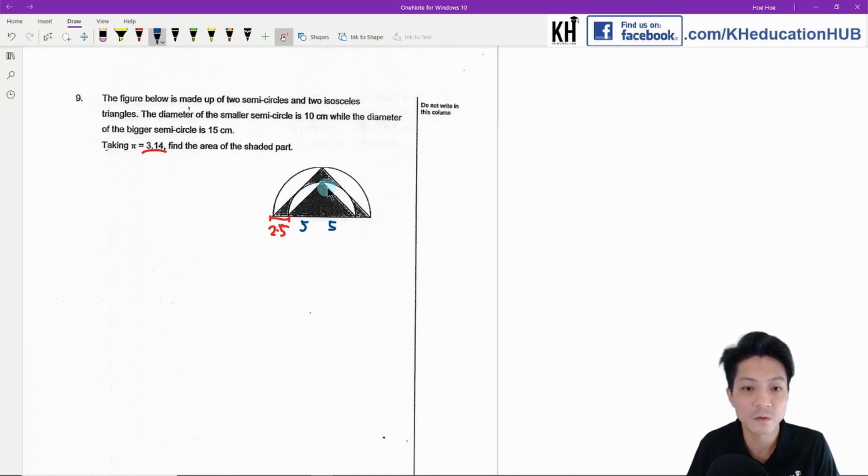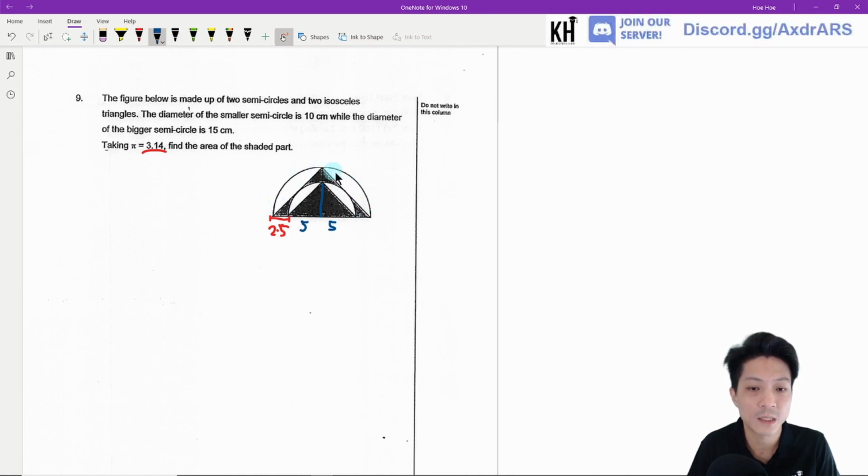It's not too difficult to find the area of the shaded isosceles triangle on the inside, because you just have to use 5 times 5, or half times 10 times 5. So I'm gonna leave that alone first. I'm gonna try and find the shaded part outside. For the shaded part outside, I will need to find the area of the bigger isosceles triangle, minus away the area of the smaller semicircle.